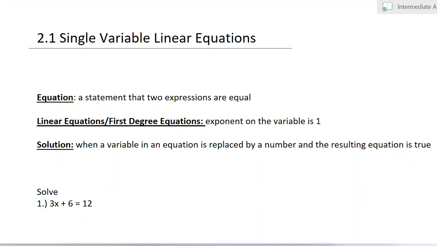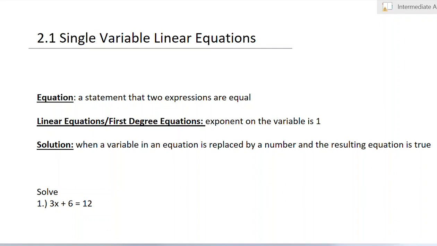Starting with chapter 2, what we're going to do is talk about how we solve an equation with a single variable in it. So most of the time we'll see it as x, but again, no mix of it, in a degree of 1. Start with a couple of definitions.